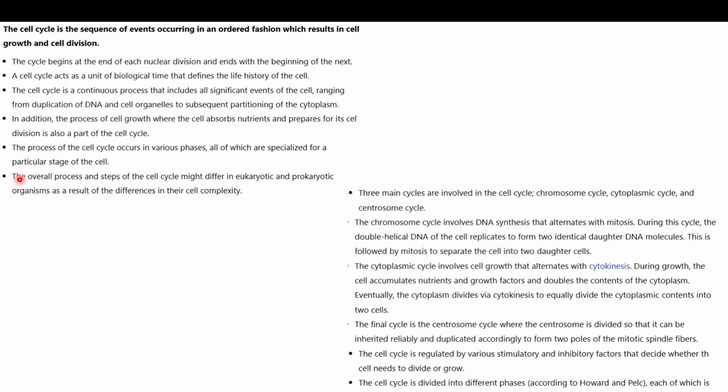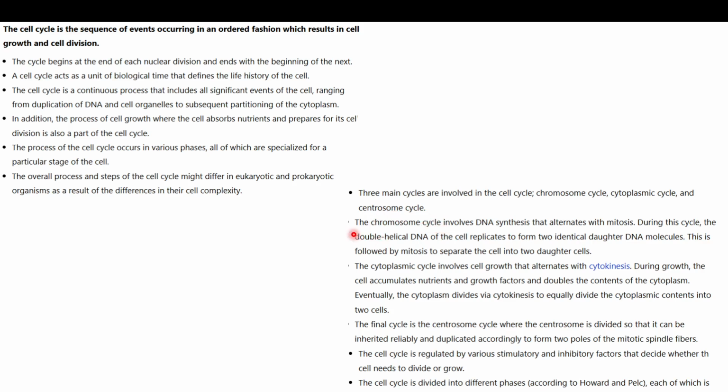In addition, the process of cell growth, where the cell absorbs nutrients and prepares for its cell division, is also a part of the cell cycle. Right? So, before the cell divides, it should be able to thrive by itself as well as self replicate later when the time comes, right? So all those requirements, prerequisites have to be there for it to really divide and form a self-replicating entity. Okay. So there are three main cycles that are involved in a complete cell cycle. One is the chromosome cycle, one is the cytoplasmic cycle, and next is the centrosome cycle.